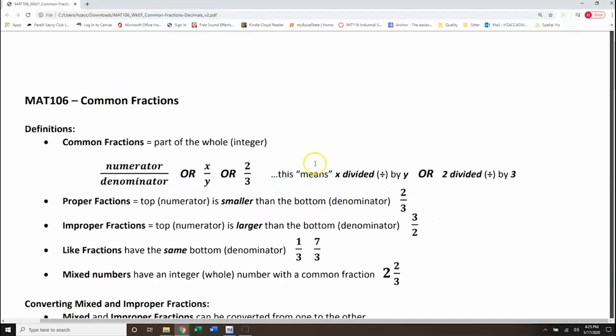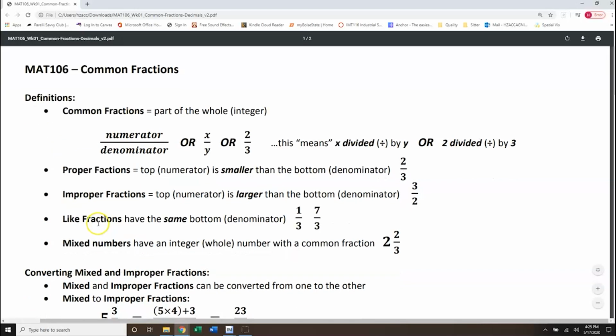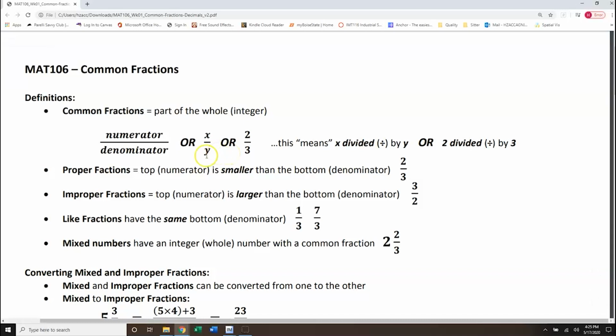So if we look real quick at my handout again, that's accessible in the module, you'll see that there's some rules about fractions. So common fractions have a numerator and a denominator. Again, I know this is a review for everybody, but this also means that the top, the numerator, can be divided by the denominator, or the bottom. So you see that it says it means divided by. So x divided by y, or 2 divided by 3. Okay. So that's important because that's also how we change a fraction to a decimal number, which we'll get to in a little bit.